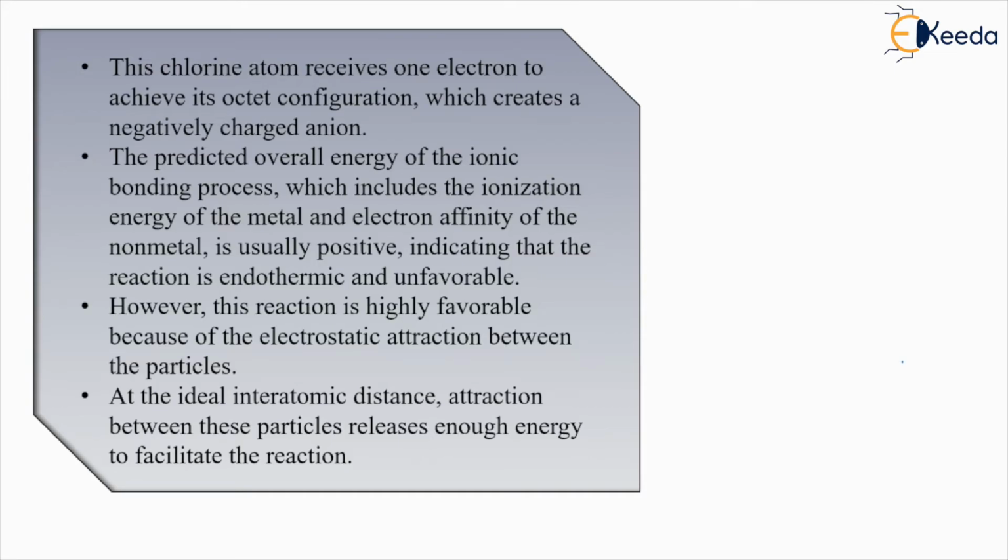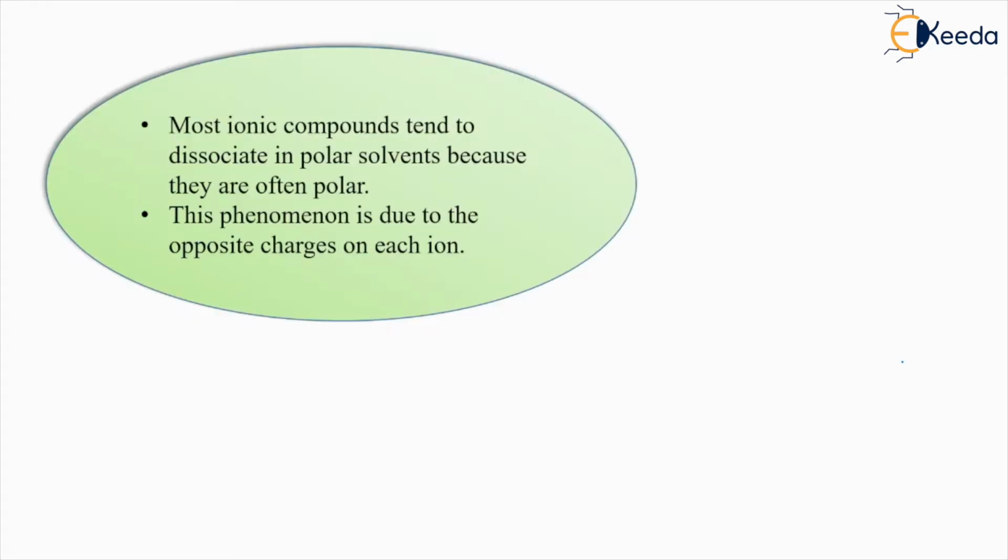The predicted overall energy of the ionic bonding process, which includes the ionization energy of metals and electron affinity of the nonmetals, is usually positive, indicating that the reaction is endothermic and unfavorable. However, this reaction is highly favorable because of the electrostatic attraction between the particles. At the ideal interatomic distance, attraction between these particles releases enough energy to facilitate the entire reaction. So the entire reaction takes place properly.